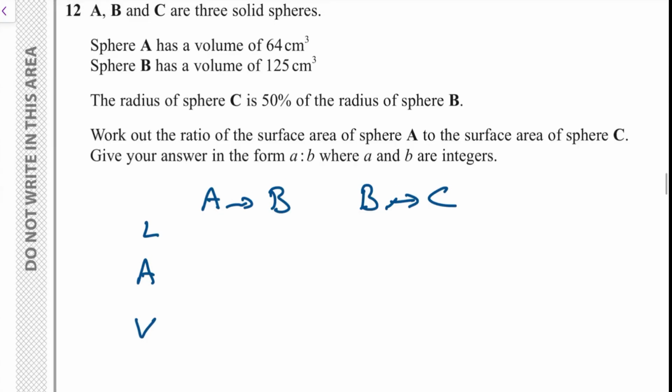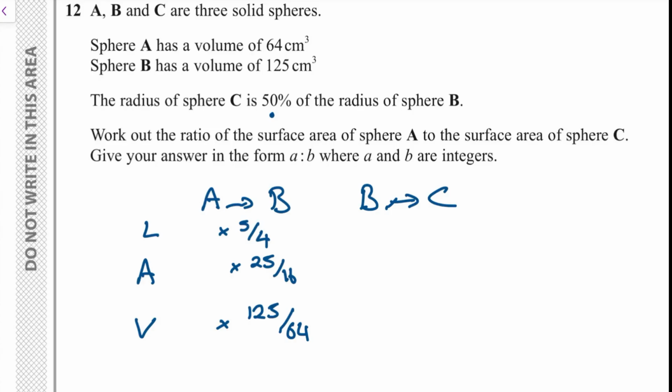Now, it tells me to get from A to B I'm going to multiply by 125 over 64, which means the length is a cube root of that, so that's 5 over 4. Again, make sure you know your cubes. And the square of that is 25 over 16. Okay, geez, not an easy one. Then B to C, it tells you the radius of this sphere is 50%.